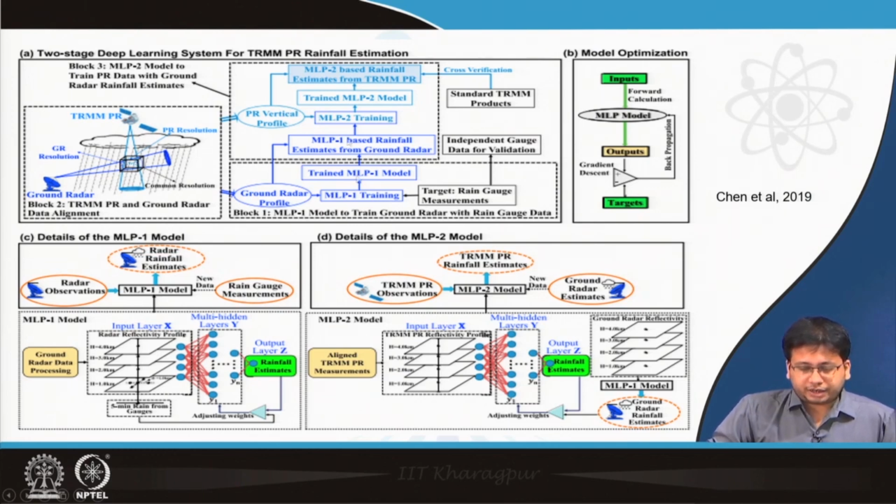Now, what they are doing is developing two neural networks, two multilayer perceptrons, MLP1 and MLP2. In the case of MLP1, the input is the ground radar profile, basically a sequence of images. The ground radar takes a profile view, so it gets measurements at different altitudes. The input is the profile obtained from the ground radar, and it is compared against rain gauge measurements from rain gauges located in this particular region.